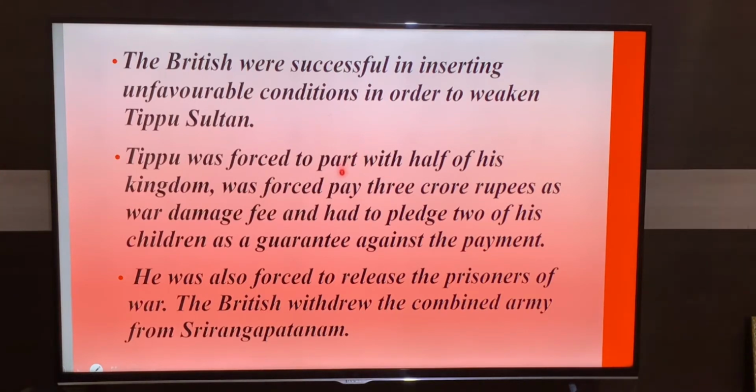So remember, first he had to give half of his kingdom and he was forced to pay 3 crore rupees as war damage fee. As he was not able to pay this amount, he was asked to pledge 2 of his sons. Later, he was also forced to release the prisoners of the war. These were the terms of the Treaty of Srirangapatnam. So, the British were successful in implementing unfavorable conditions in order to weaken Tipu Sultan.